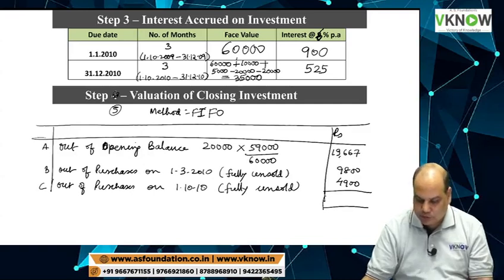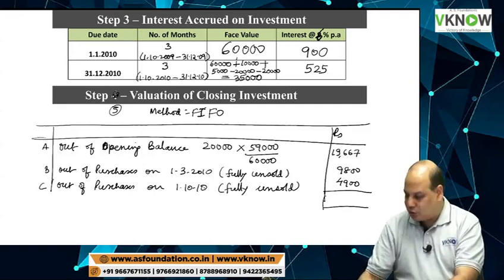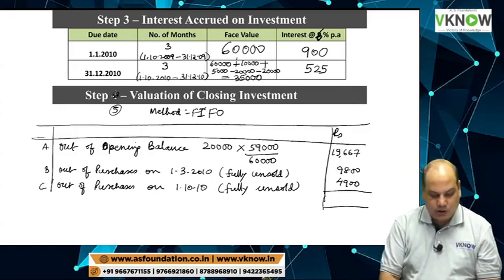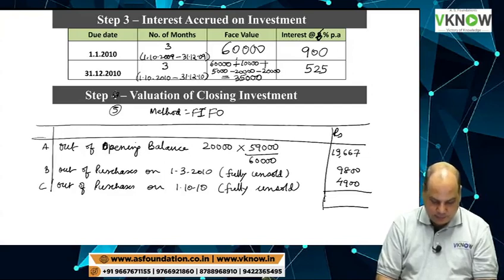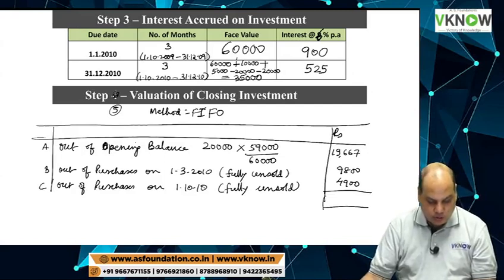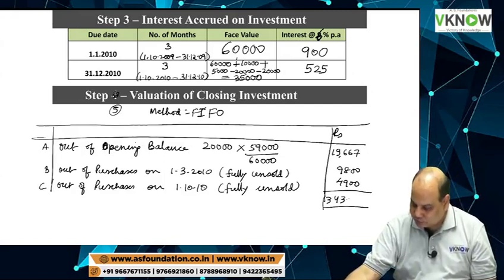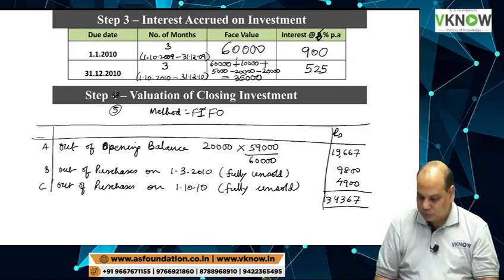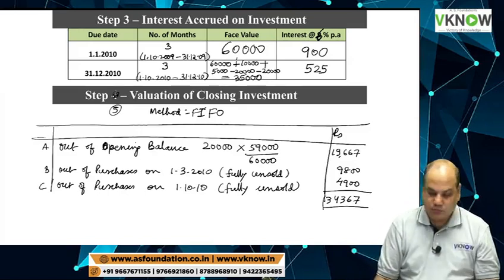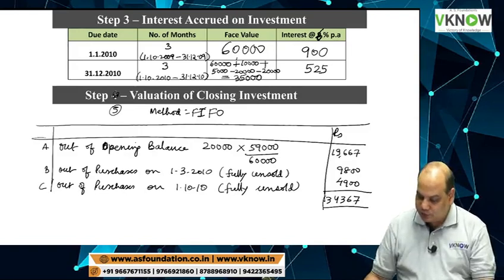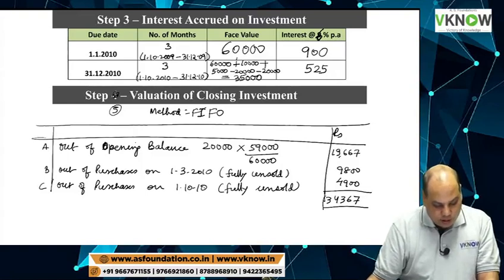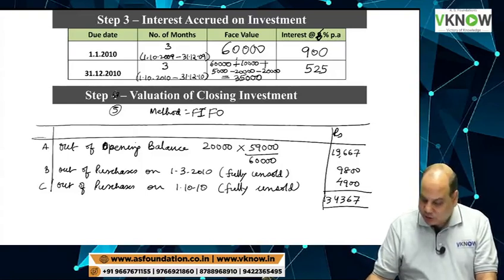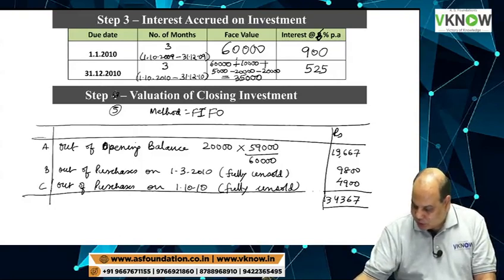So take the total of that: 19,667 plus 9,800 plus 4,900. So that comes to 34,367. That is the value of closing investment. In this question, market price is not given. Market price on 31st December is not given. So this is our answer.